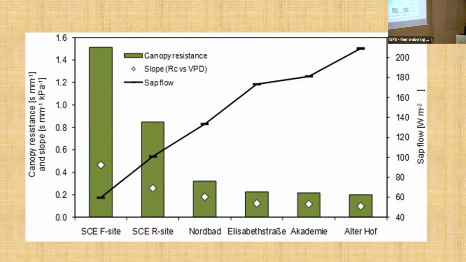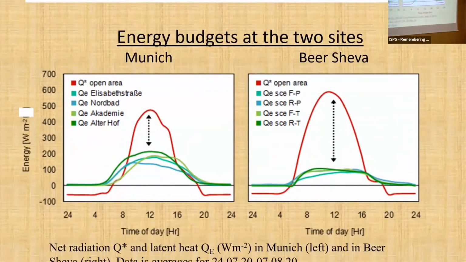Here, to summarize this, is the average midday sap flow in watts per meter squared. Okay, and we can see the 2 points for Beersheba, for the arid area, and the higher sap flow per unit ground area of the trees in Germany, in Munich. And we have 2 other ways of presenting this relationship: the canopy resistance and the slope of this canopy resistance to VPD curve.